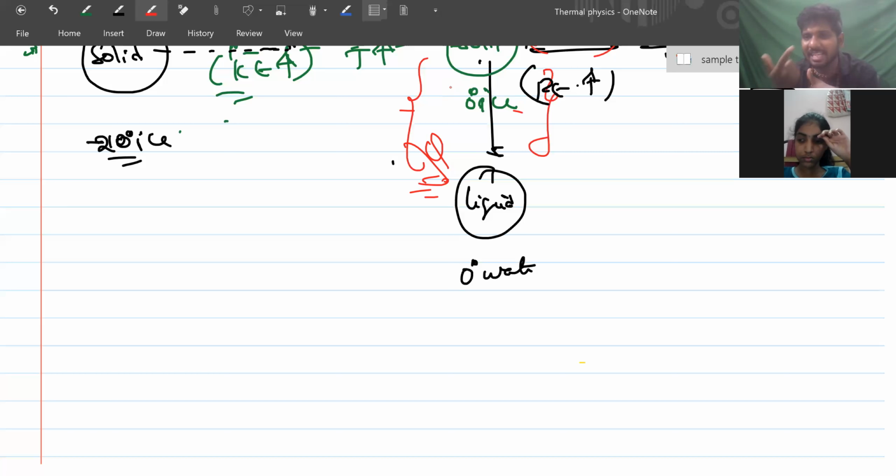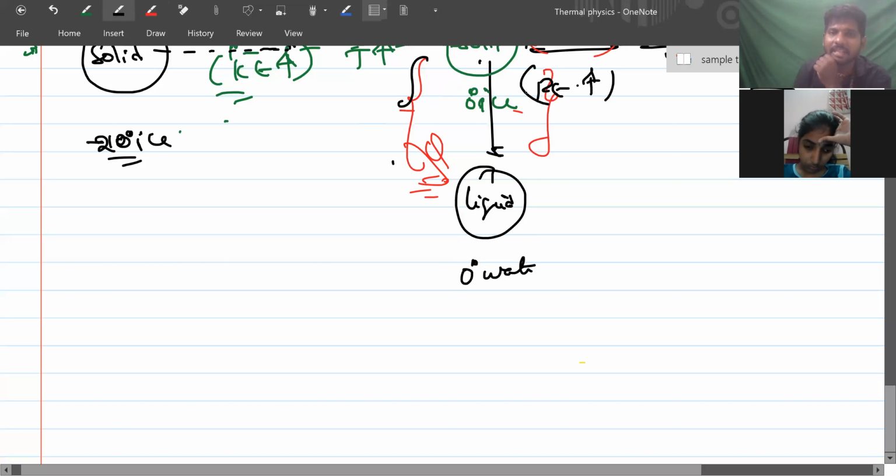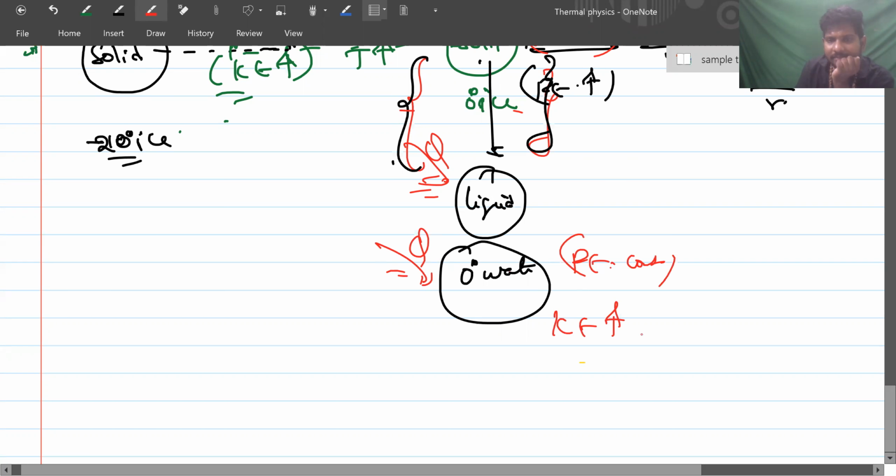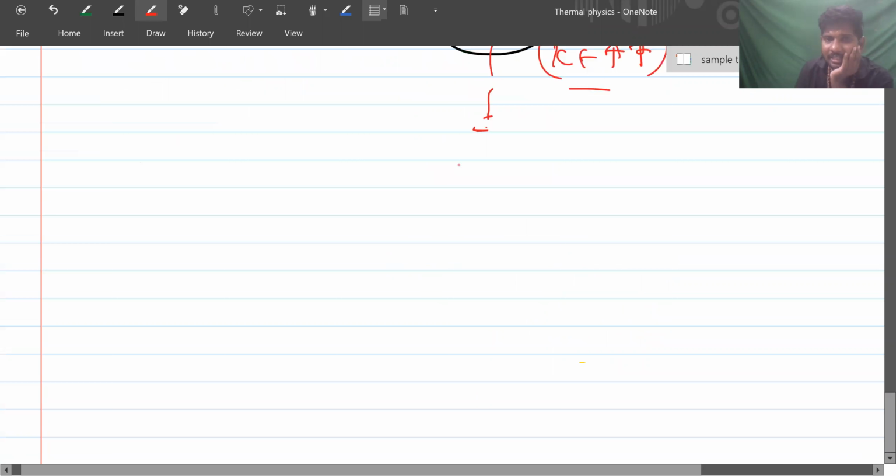First, the phase change will occur completely. During that phase, the entire substance's temperature will not change. At that time, only potential energy changes, kinetic energy will not change. Then it will reach 0 degrees water. Still, if you are giving energy to it, now potential energy will remain constant and kinetic energy will keep on rising. At that time, temperature will keep on rising. It will go to 100 degrees water.